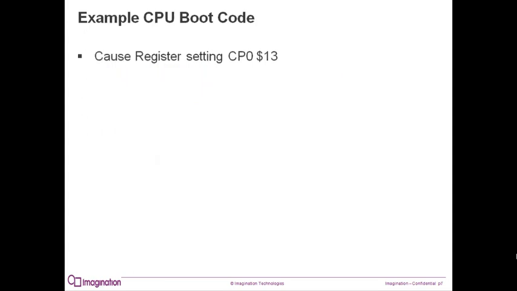The cause register describes the cause of the most recent exception, enables vectored interrupts, and enables the count register. The boot code should clear the cause register so there will be no spurious interrupts when interrupts are enabled.